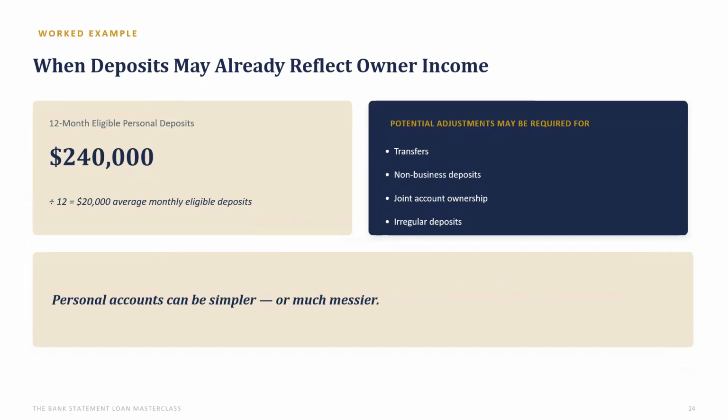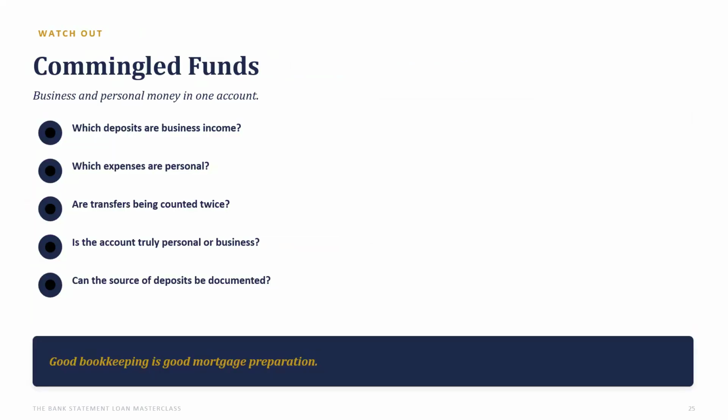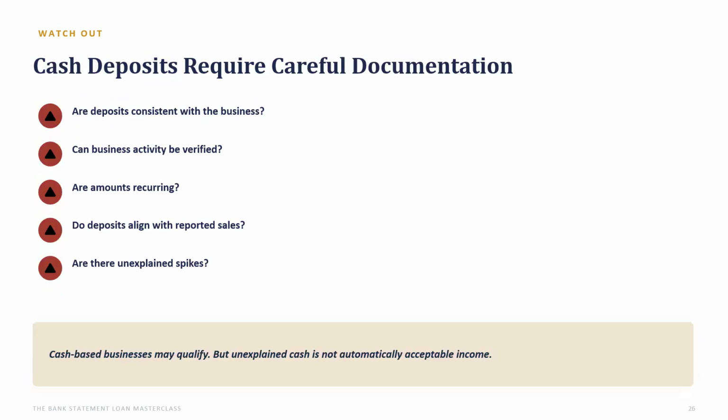So personal accounts can be simpler, or much messier. It does depend on, of course, the business, right? So commingled funds, this is where it gets confusing. That's what you want to watch out for. Business and personal money in one account. Which deposits are business income? Which are personal? Are transfers being counted twice? Is the account truly personal or business? Can the source of deposits be documented? Good bookkeeping is good mortgage preparation.